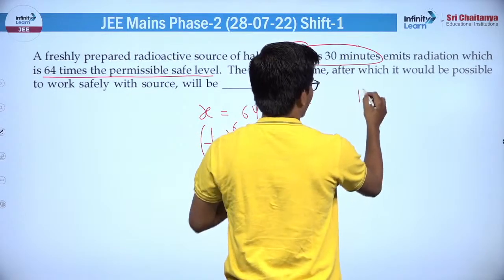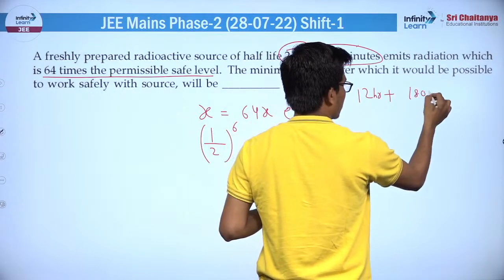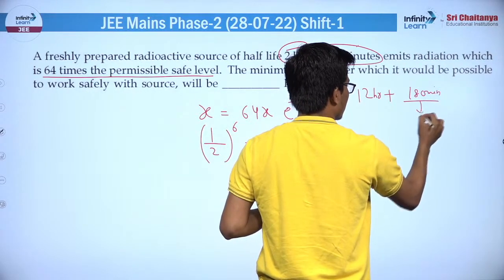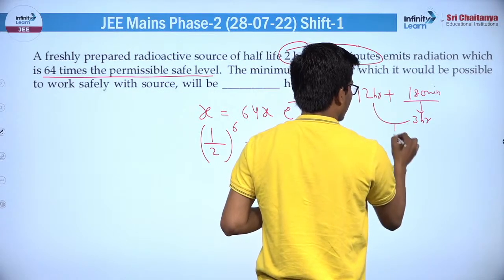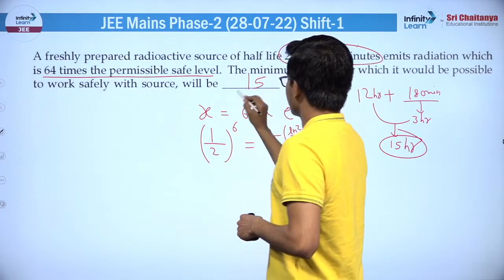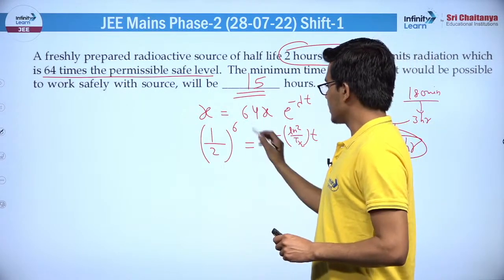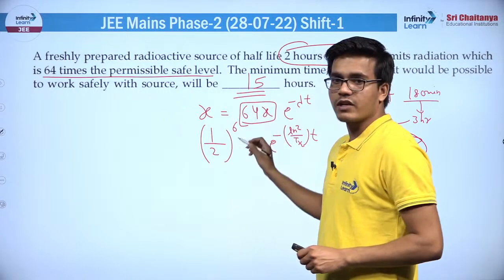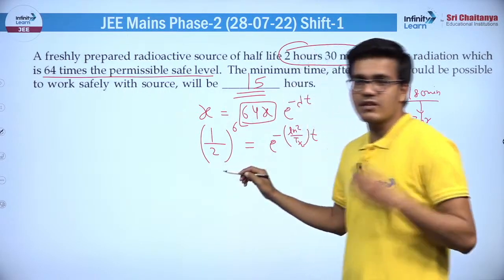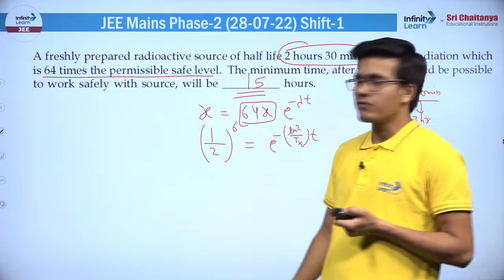So 6 twos are 12 hours plus 6 into 30, 180 minutes. 180 minutes means 3 hours, right? So the total time will be 15 hours. Total time will be 15 hours to reach this safe level. Initially we were having more than the safe level, and to reach the safe level we have to spend 15 hours. We have to wait for 15 hours.